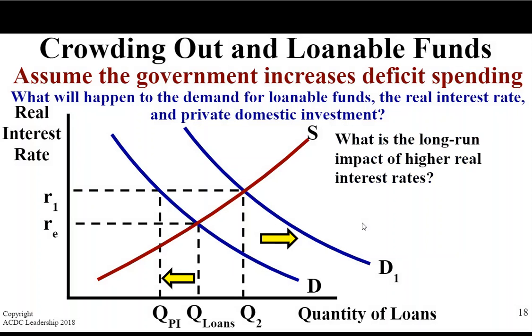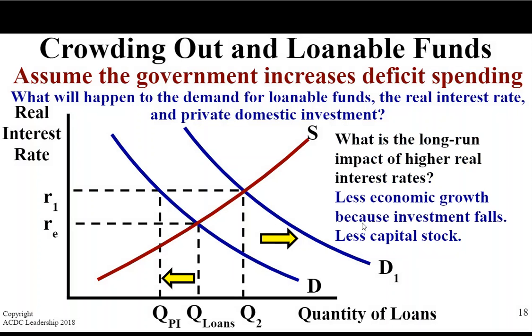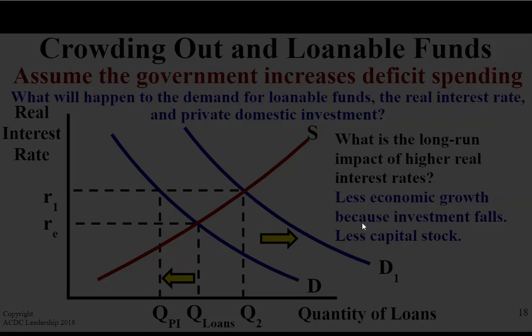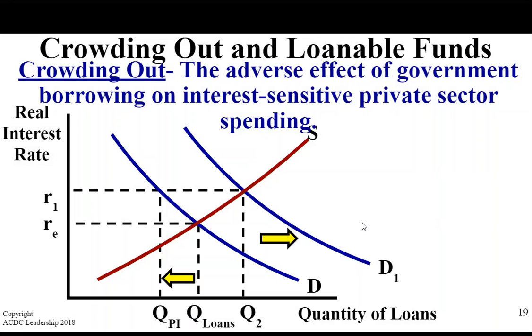So what is the long run impact of higher interest rates? Well, higher interest rates mean less economic growth, investment will fall, less capital stock. And that is what crowding out is. It's the adverse effect of government borrowing on interest-sensitive private sector spending. If the government borrows more, interest rates go up, and the private sector gets pushed out, crowded out.